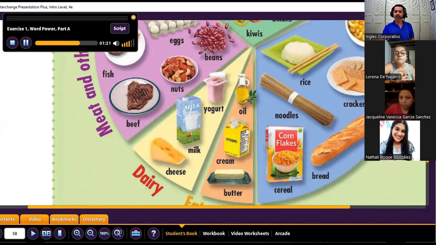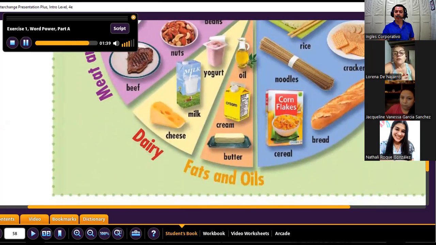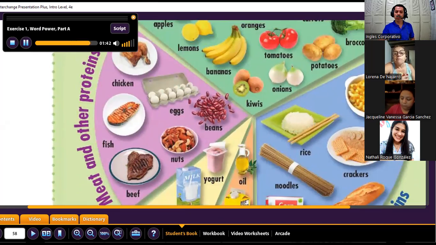cereal, dairy, cheese, milk, yogurt, fats and oils, butter, cream, oil, meat and other proteins, chicken, fish, eggs, beef, nuts, beans.